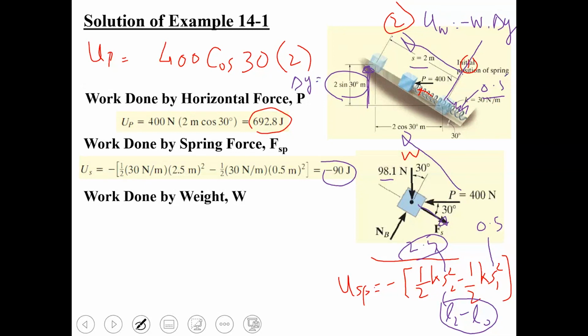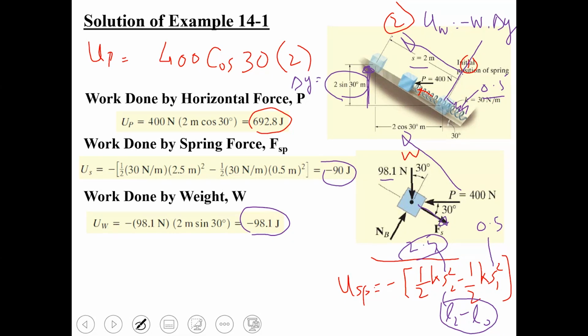So work done due to weight would be minus W times delta y. So minus 98.1 into delta y, which is 2 sine of 30. It will give you the work done due to weight to be minus 98.1 joules. Is it clear to all of you?